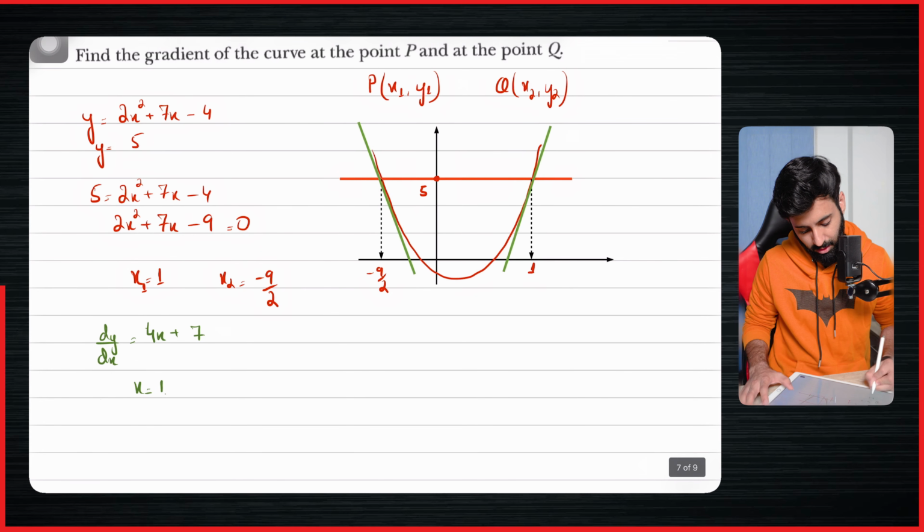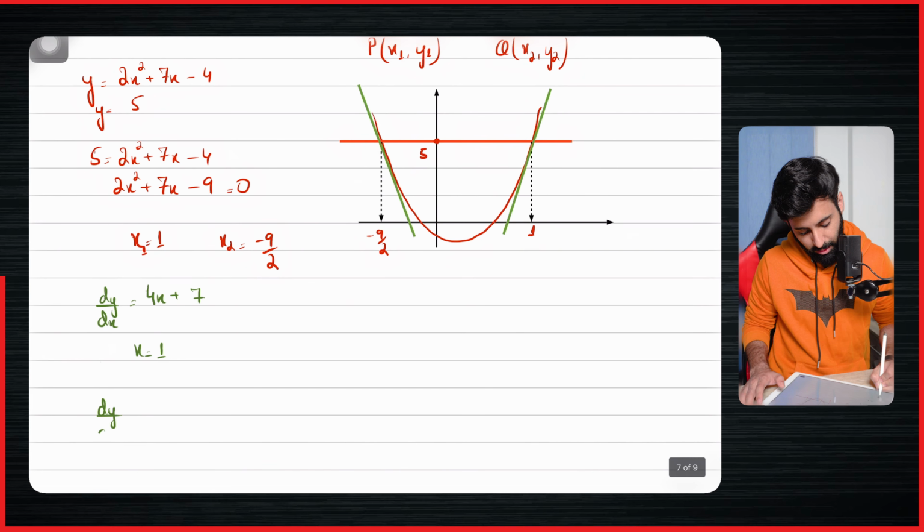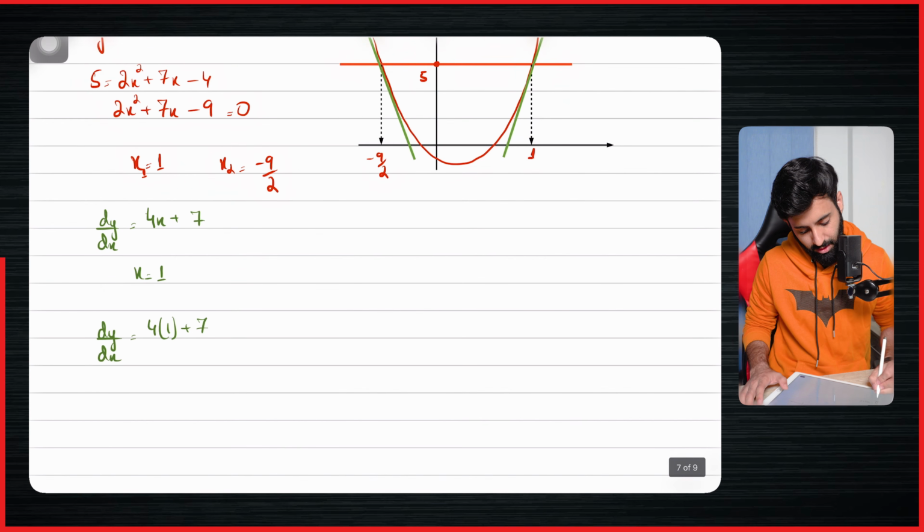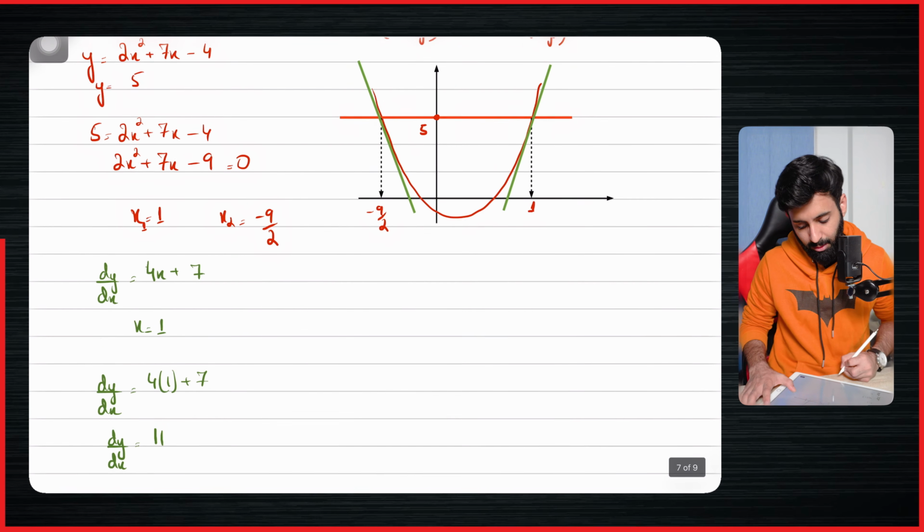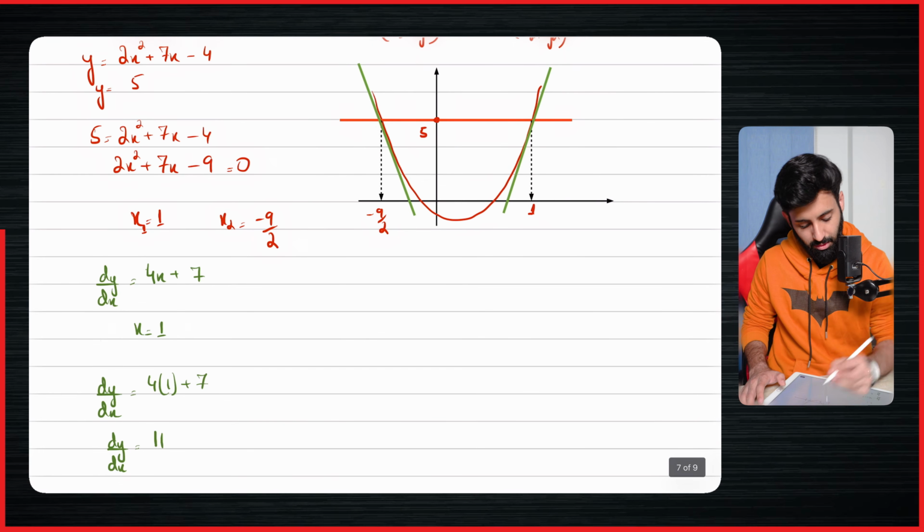So let's plug in 1. Let's write this down: x equals 1. That means dy by dx is equal to 4 into 1 plus 7. So 4 plus 7 is 11. So dy by dx equals 11. That means the gradient of this tangent is equal to 11.